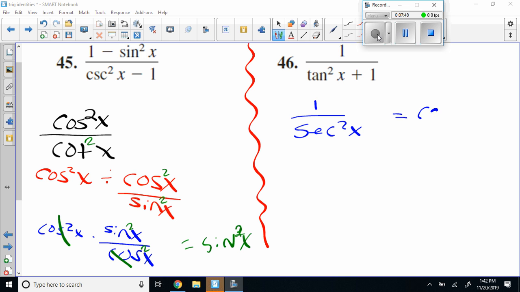What's this? We've done it, right? 1 over secant squared is cosine squared x, right? It's reciprocal, but it's simple.